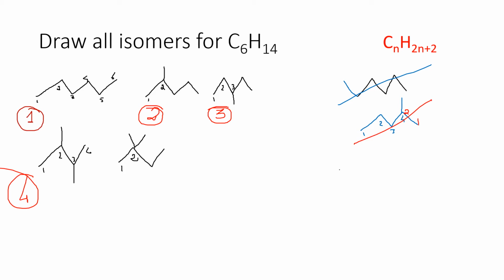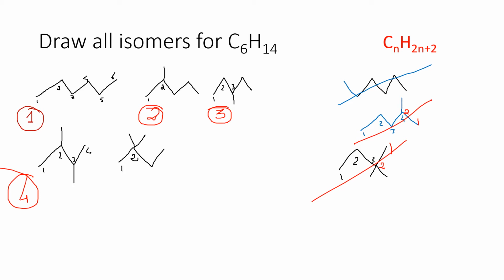Can I have 3,3-dimethyl butane? 1, 2, 3. Well, no, I really can't, because the proper way to put the numbers on this structure would be to start from here, and that would become 2, but I already have that compound, so this is not acceptable.